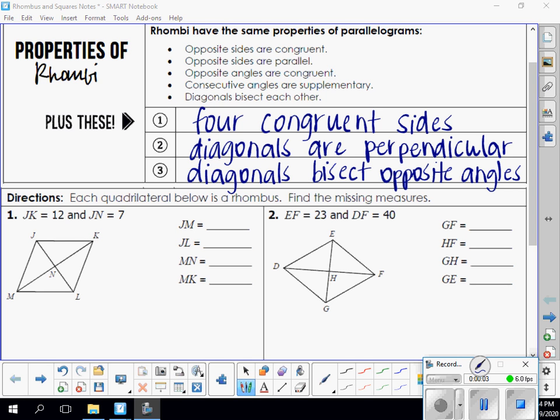Alright guys, today we are going to knock out rhombi and squares. So we should be on page 12 of our chapter 6 note packet. Rhombi have the same properties of parallelograms, just like rectangles did, but 3 more that make them unique for just them. So go ahead and pause the video and write down these 3 new characteristics for rhombi.